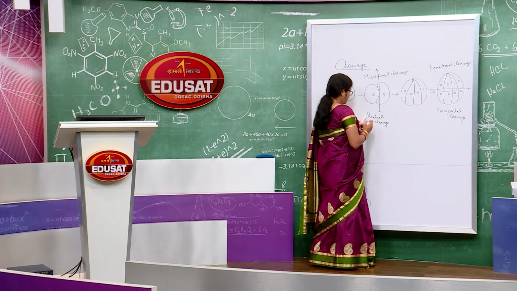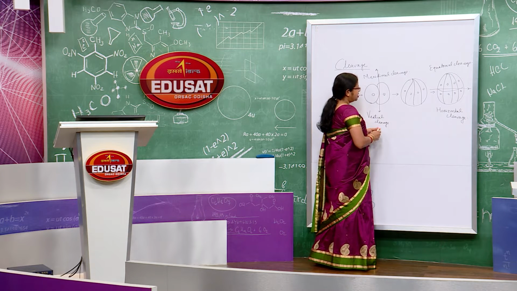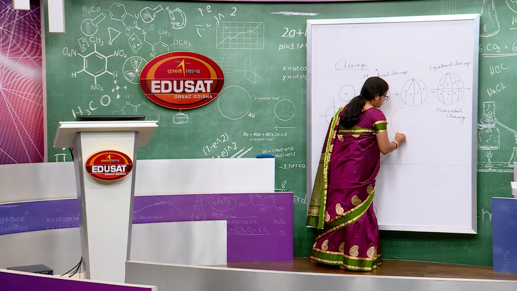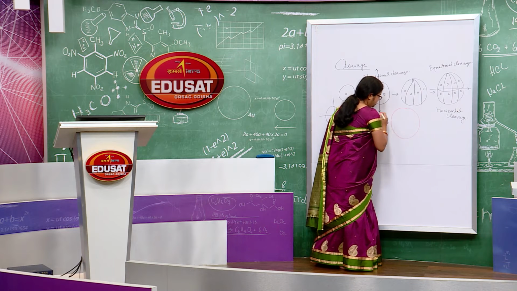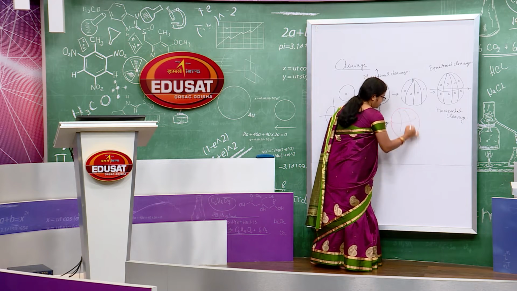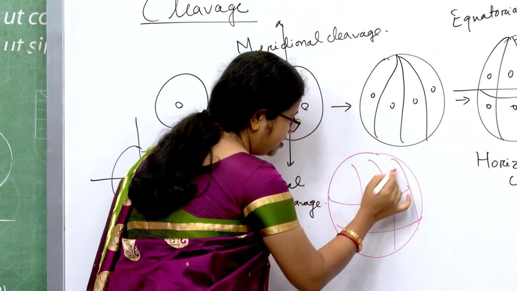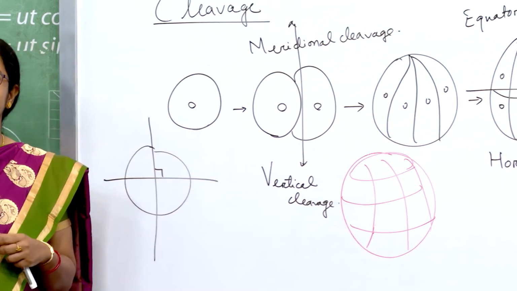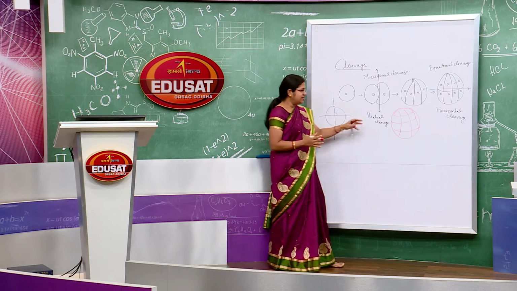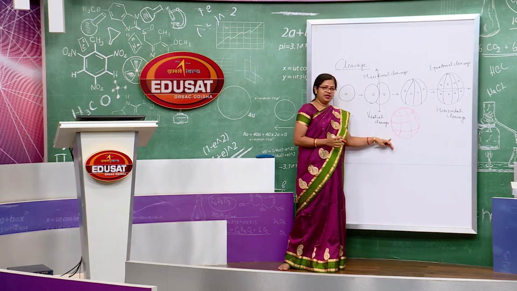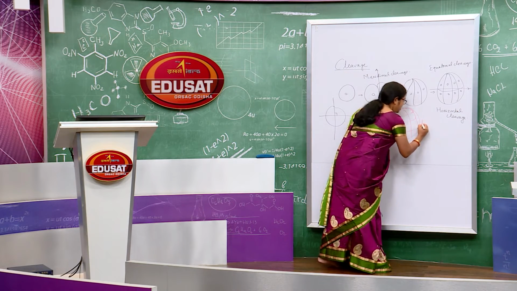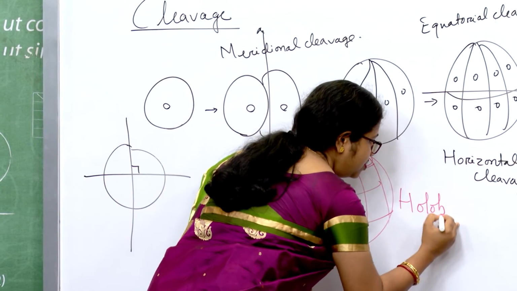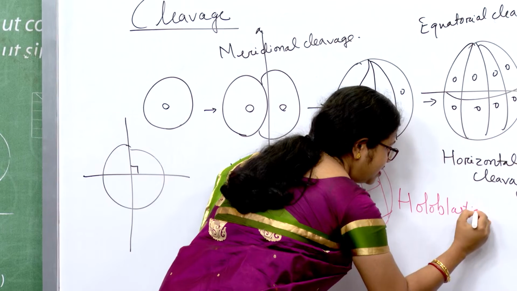Holoblastic cleavage means suppose my zygote has been divided and it has now formed a group of cells, be it any group of cells. If all the cells are taking part in the cleavage, if the entire cell is taking part in the cleavage, then we say it as holoblastic cleavage.